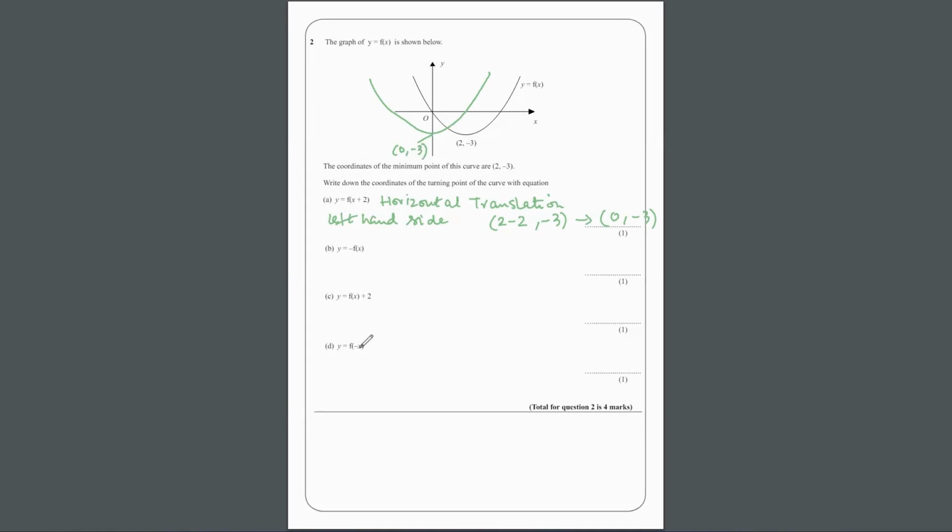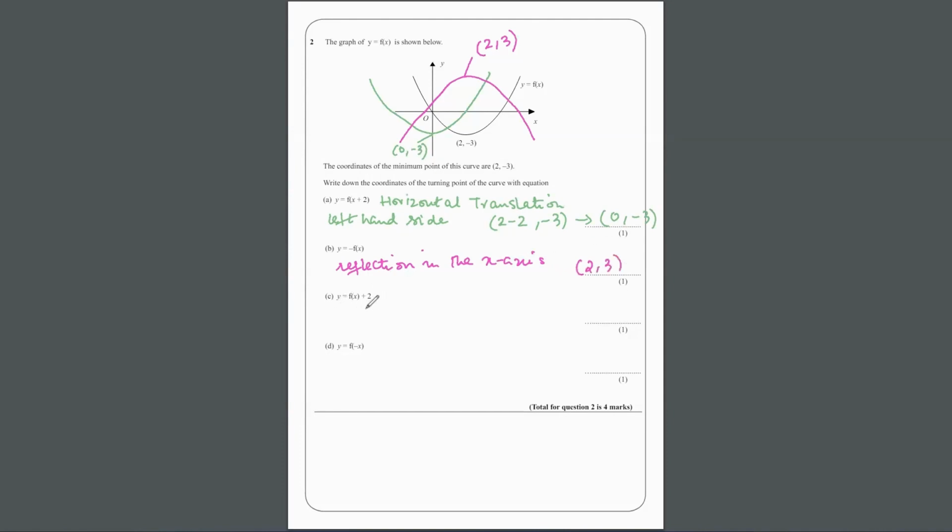Then for y equals negative f of x, as we said earlier, it's going to be a reflection in the x-axis because your y value is becoming negative now. So for that, it's going to be like this. So this is going to be 2, positive 3, because we reflected the graph in the x-axis. So this is a reflection in the x-axis. So that's 2, 3.